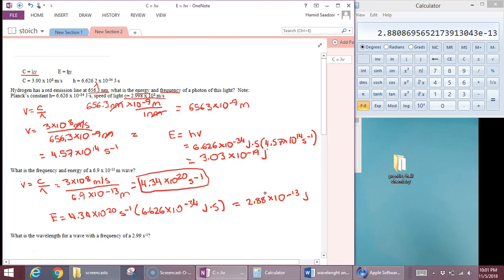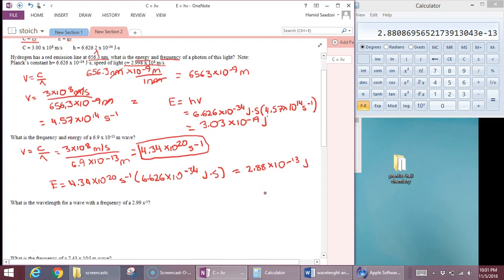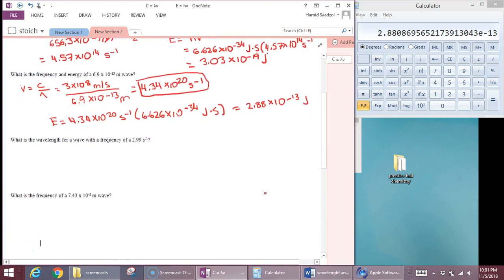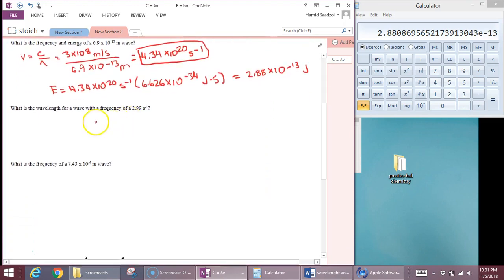Alright, so let's try another question. In this situation, what is the wavelength for a wave with a frequency of 2.99 seconds to the negative 1? So here we're going a little differently. Instead of looking for frequency like we just did, we're going to look for wavelength. Wavelength, remember, is the lambda symbol. Still going to be C over V in this situation. So 3 times 10 to the 8 meters per second divided by 2.99 s to the negative 1.